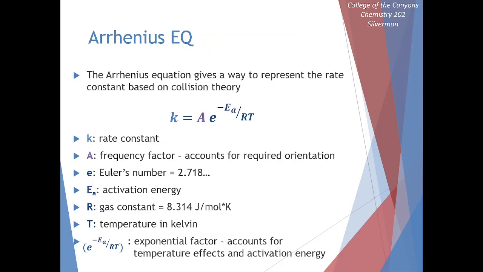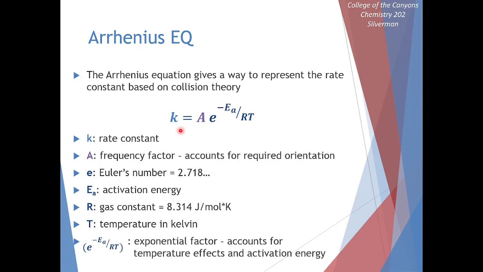The way that we'll do that is known as the Arrhenius equation. The Arrhenius equation describes our rate constant in terms of our reaction coordinates and the activation energy, as well as temperature effects and some way to account for the necessary orientations.